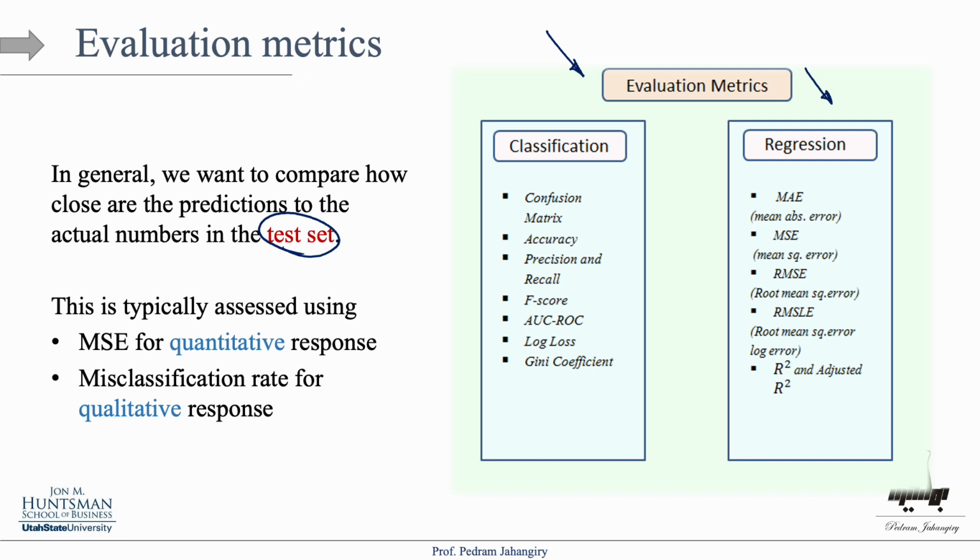And here's a list of evaluation metrics for classification and regression. We're going to talk about the details of these terms down the road in future parts, but for now, you can just look at this laundry list of performance metrics. For example, in classification, we can report the confusion matrix, accuracy, precision, recall, F-score, AUC, ROC, log loss, Gini coefficient, etc. And when it comes to regression, we can report mean absolute error, mean squared error, root mean squared error, etc. But as I said before, we're going to talk about the details of all these performance metrics down the road. But typically, in regression analysis, we're interested in reporting the MSE or RMSE.